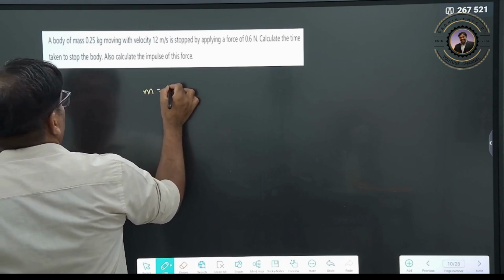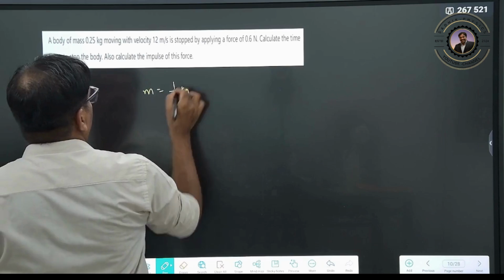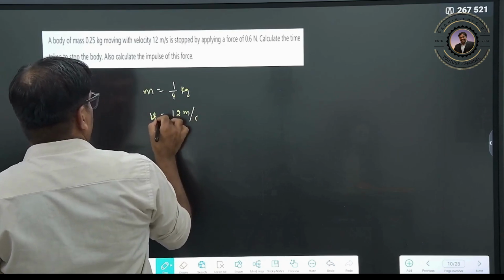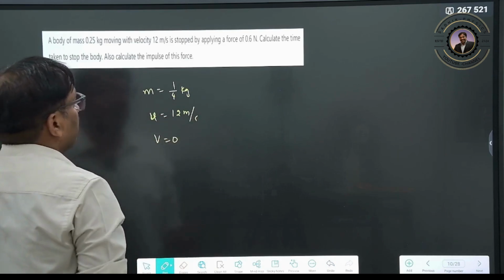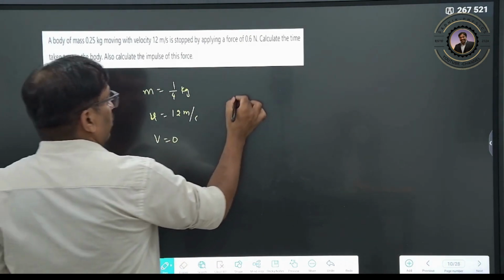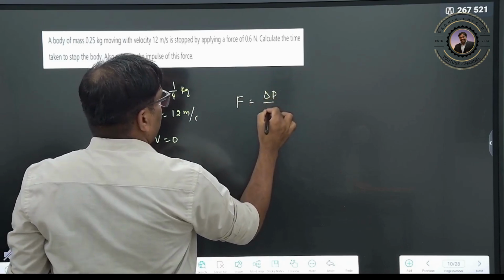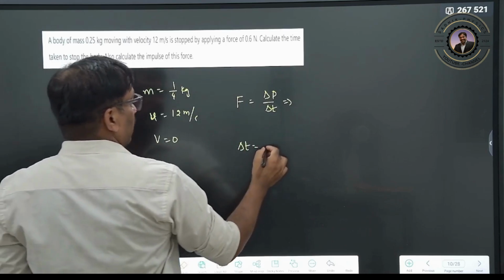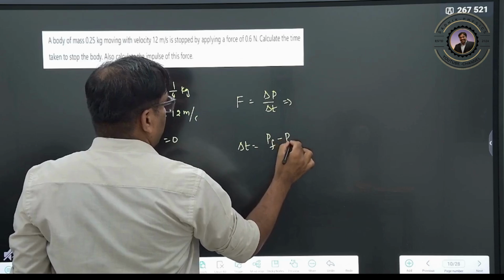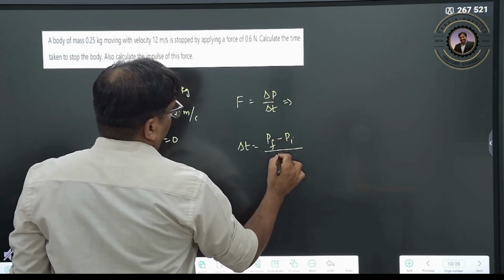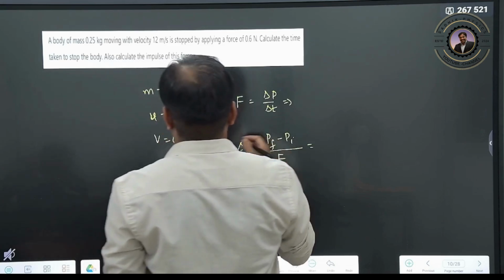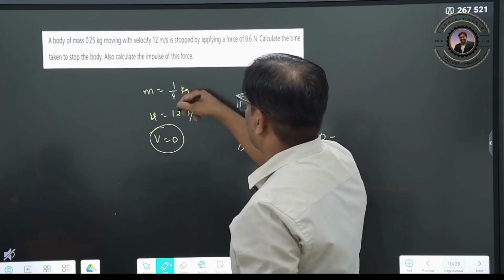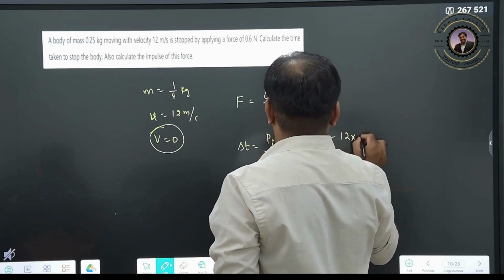Therefore here what is given now? Mass is given. How much now? 0.25 means 1 by 4 kg. Clear? Moving with velocity, how much now? 12 meters per second. So that is the initial speed. Final speed is how much now? 0. Clear? So for the time, you know that force is equal to change in momentum by time. That implies time is equal to change in momentum, that is final momentum minus initial momentum, by the force. So final momentum becomes 0, and minus initial momentum is how much now? 12 into 1 by 4.